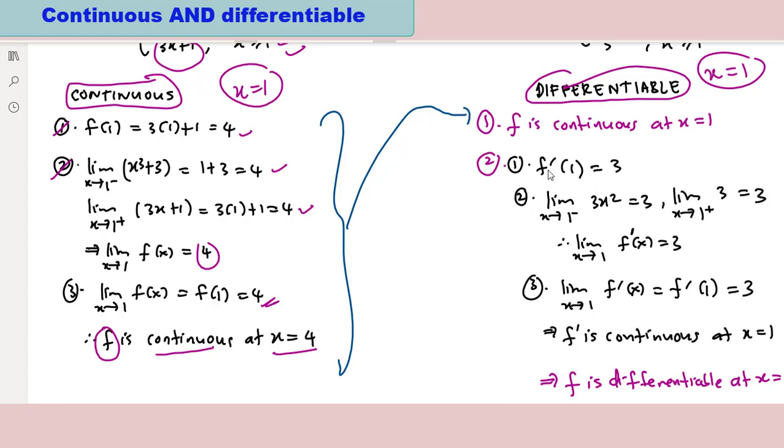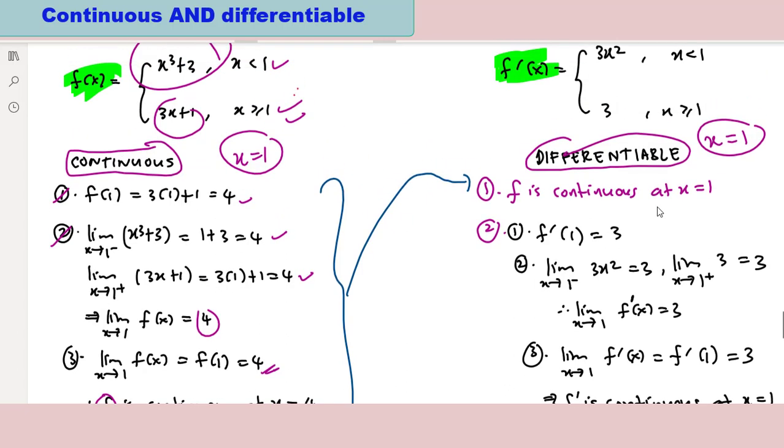Follow the three steps. First step, f prime of 1 is equal to 3. Then the second step, the limit as x approaches 1 from the left: substitute 1 into 3x squared, which is equal to 3. The limit as x approaches 1 from the right: the function is the constant 3. Therefore, the limit of f prime of x as x approaches 1 is equal to 3.